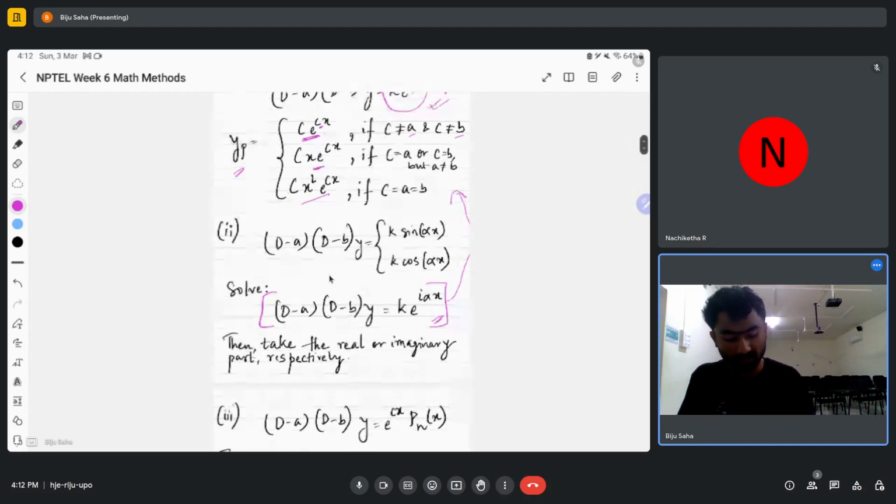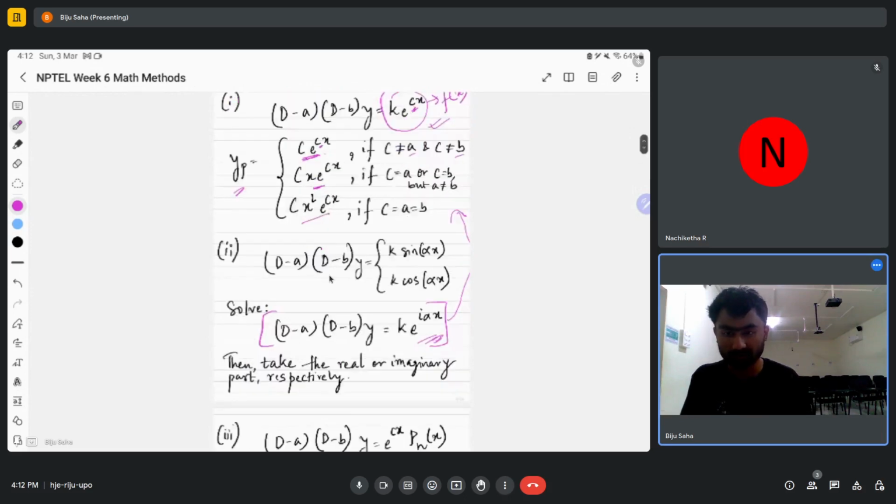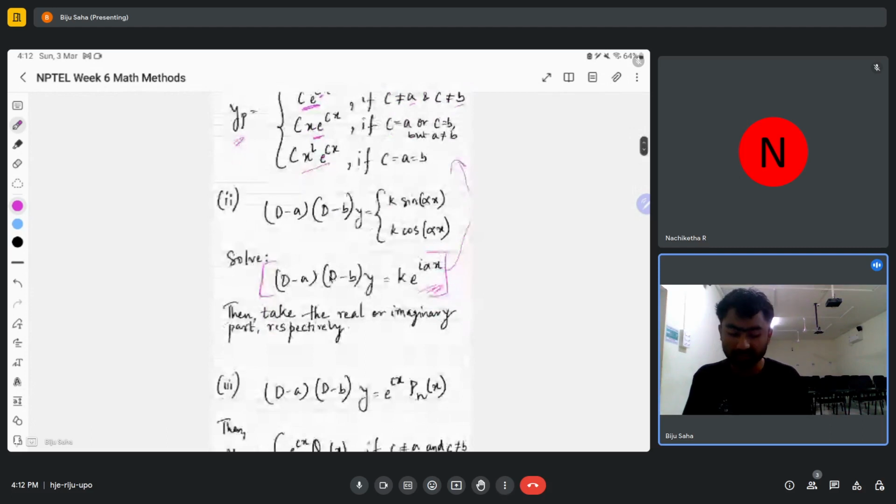So when you see sine or cosine in the inhomogeneous part, you have to express it in terms of Euler form e to the power i alpha x, and then come back here and check whether the exponent i alpha is equal to a or b. Depending upon that, you write the particular solution and take the real or imaginary part. You take the real part if it is cosine, and the imaginary part if it is sine.